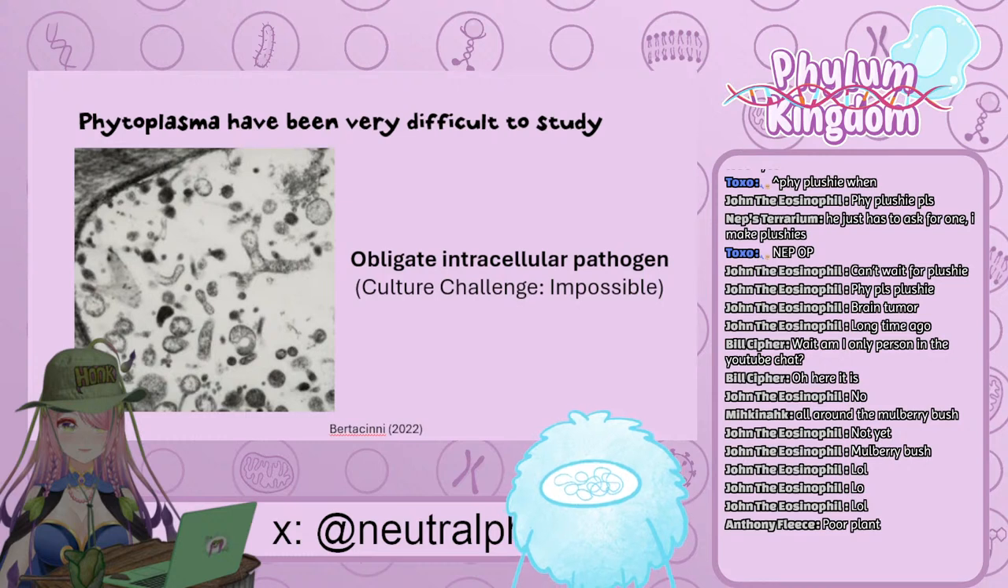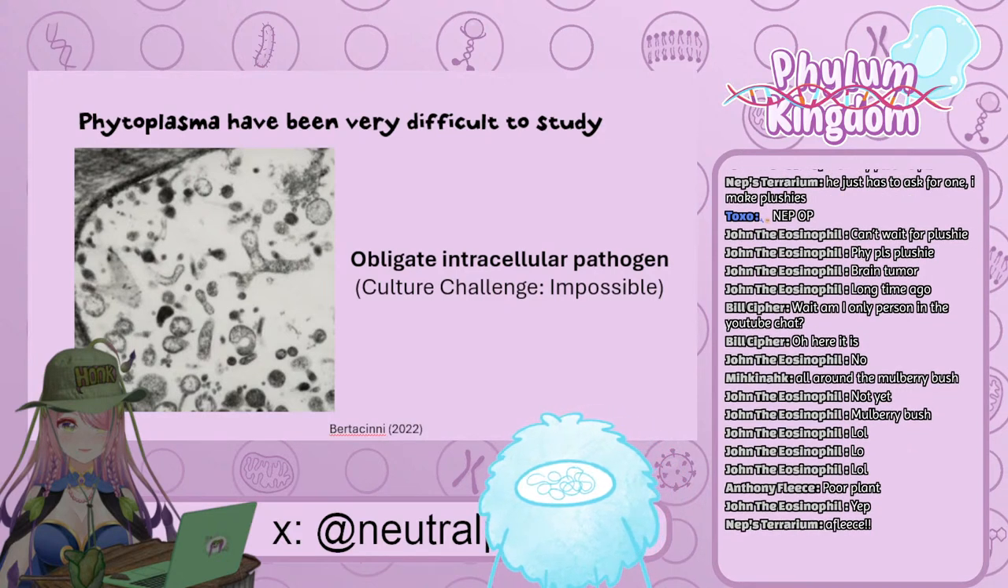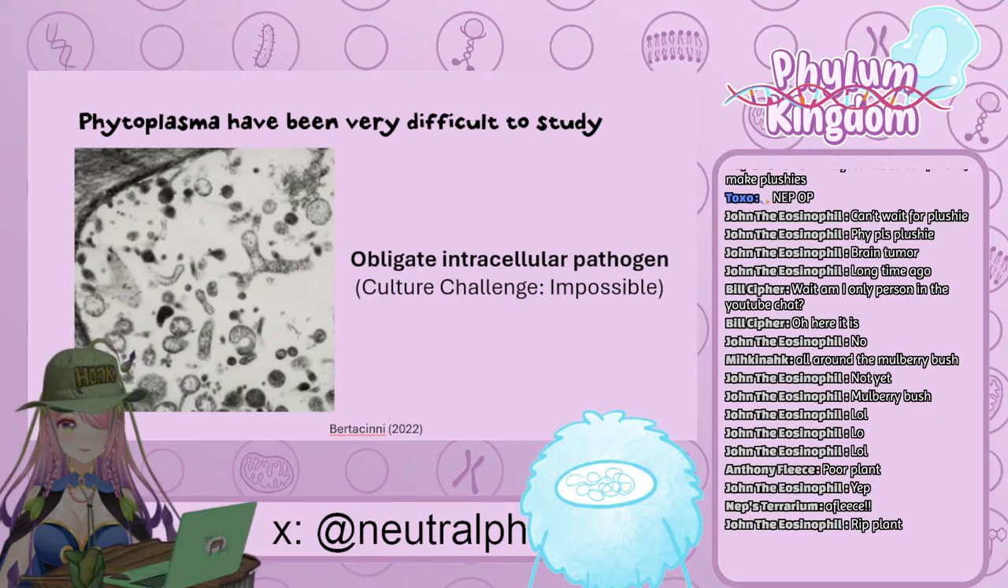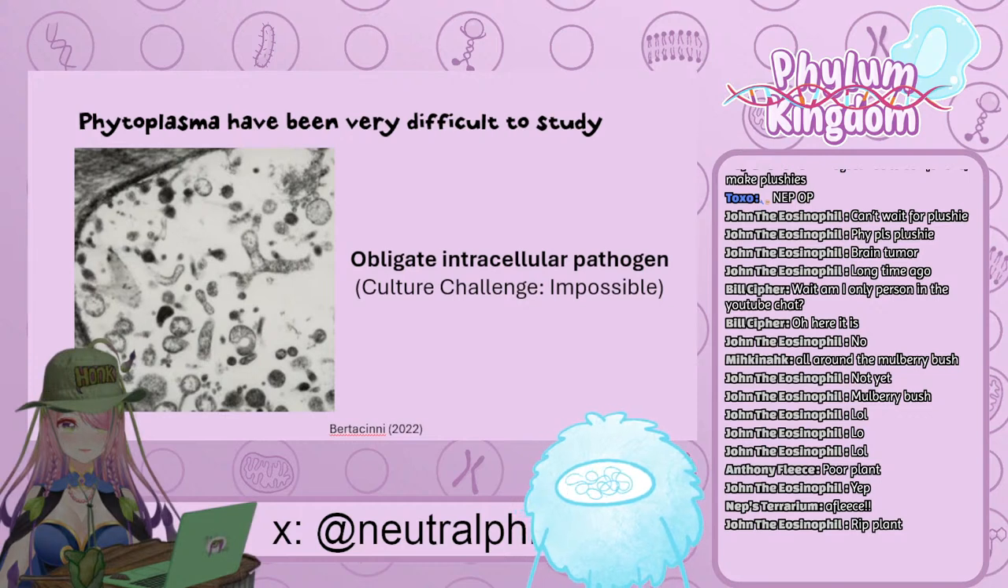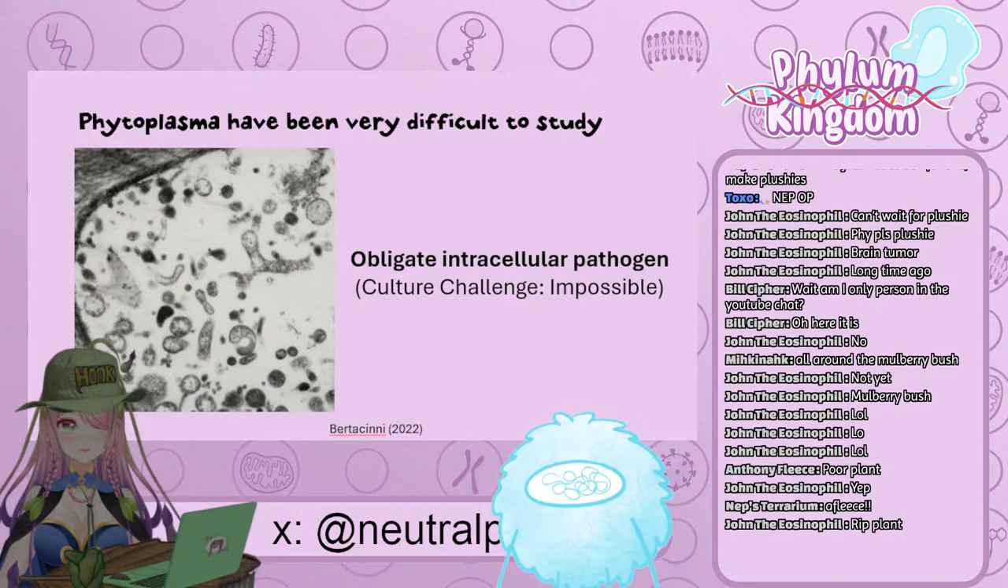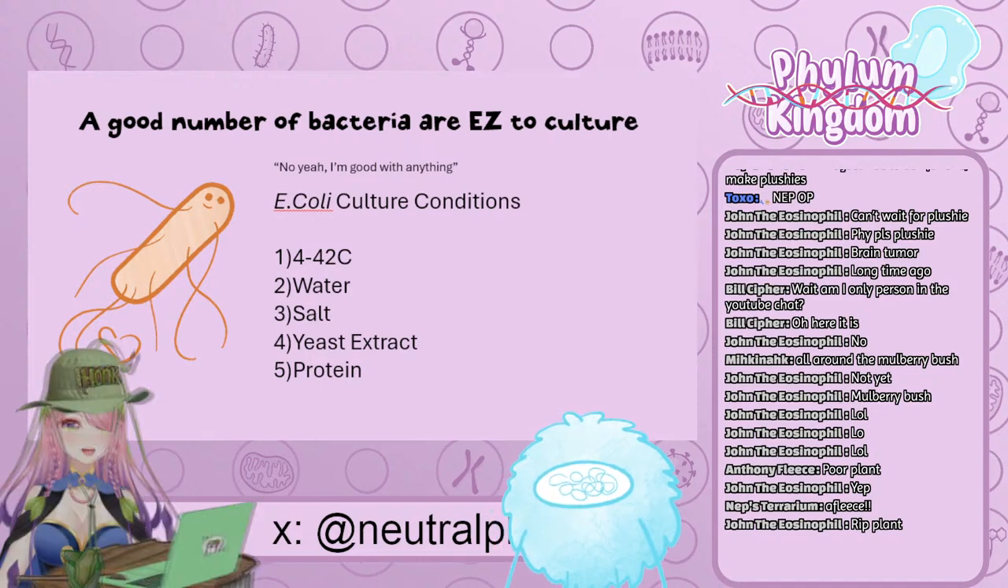So what I have here is an electron micrograph of a plant that is infected by phytoplasma. I would have loved to show you what this bacteria looks like, but I can't actually do that unless I also show you its existence within the plant. The reason they thought this agent was viral was because they could not get it to grow in a dish, which is also pretty interesting for other reasons, because generally bacteria are really easy to culture.